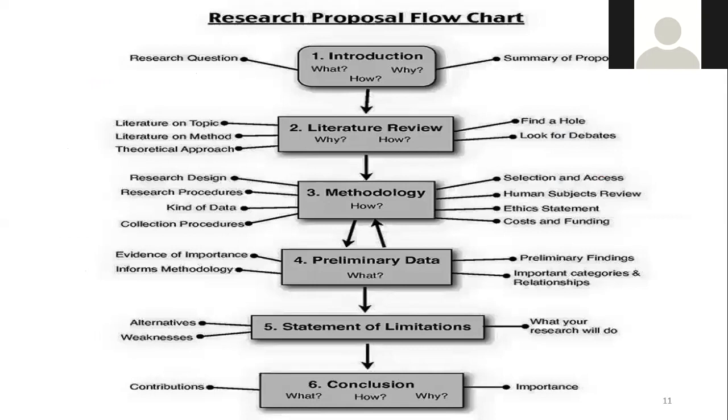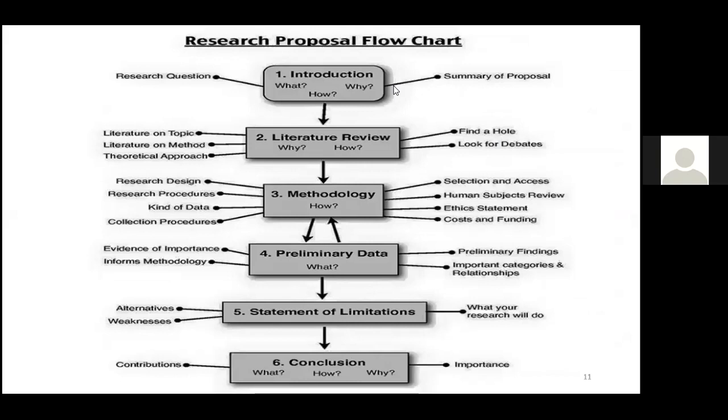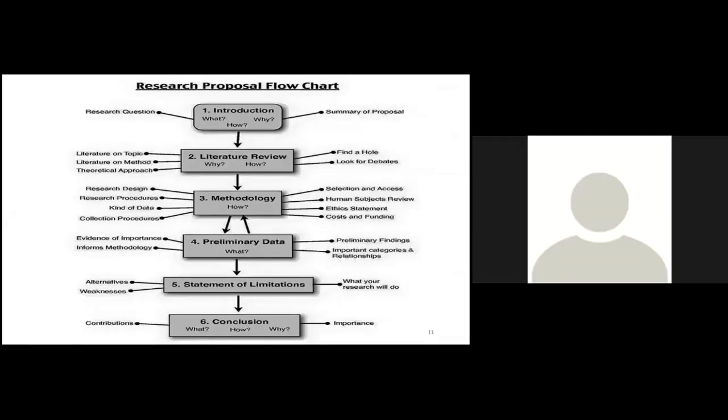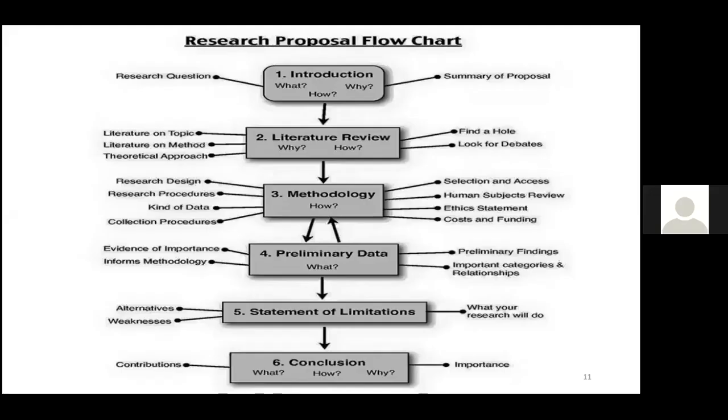This one is a research flow chart. You can see it starts from introduction, then literature review, then methodology, your preliminary results, statement of the limitations, and finally the conclusions. So you need to have a clear idea about your introduction: why you start this work, what is the motivation of this work, where is the loophole, where are the flaws in this work. Then you have to develop your own method to solve that particular problem, or you may have your own idea.